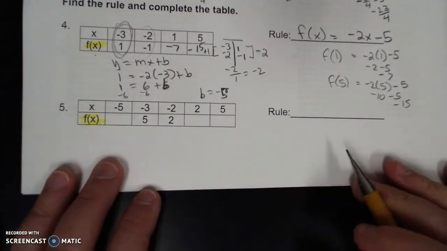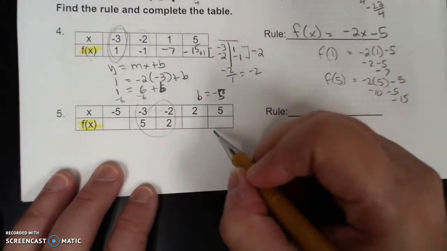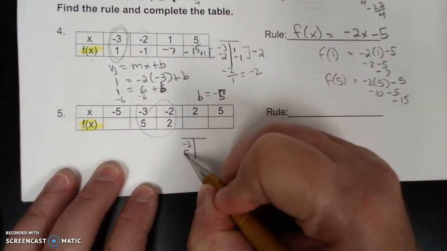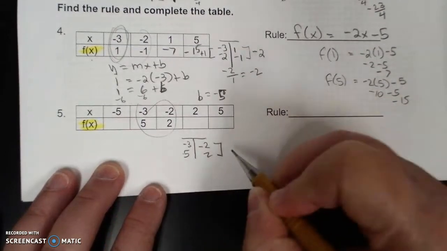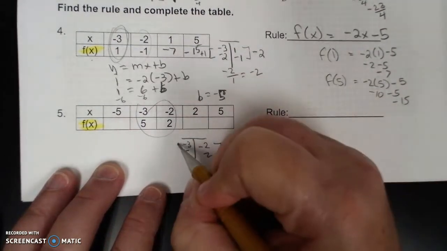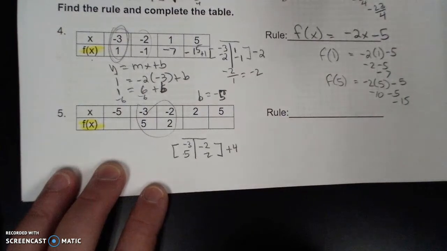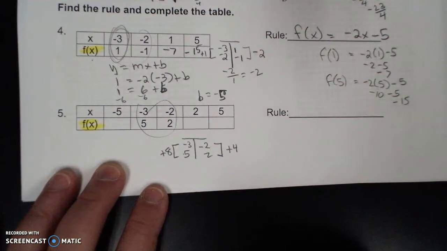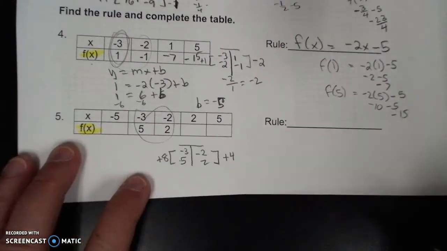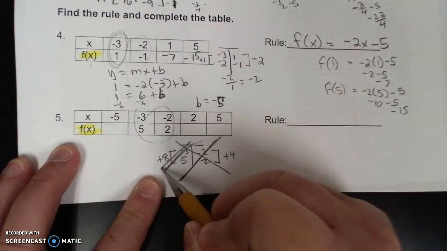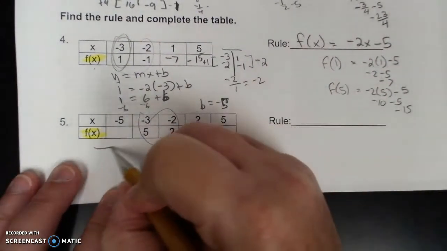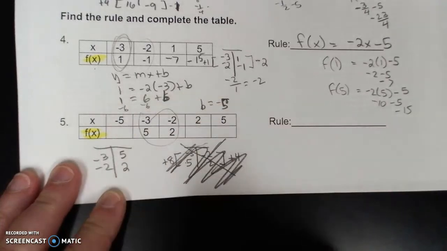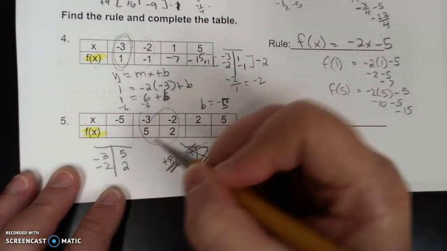To find a rule, I just need 2 points. Here's my 2 points. I'm going to write them vertically, -2. Change of y is add 4, change of x is add 8, and I just noticed I made a huge mistake. I'm going to scratch all that out, because when I make my table it should be -3, -2, and 5 and 2. I very much reversed that.